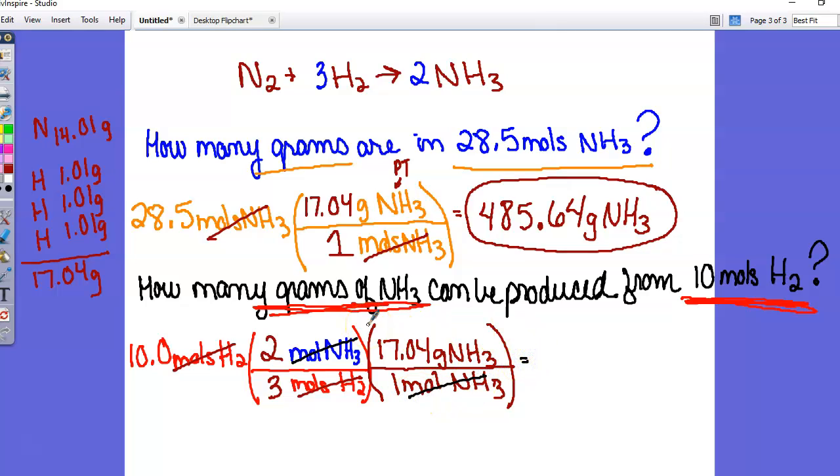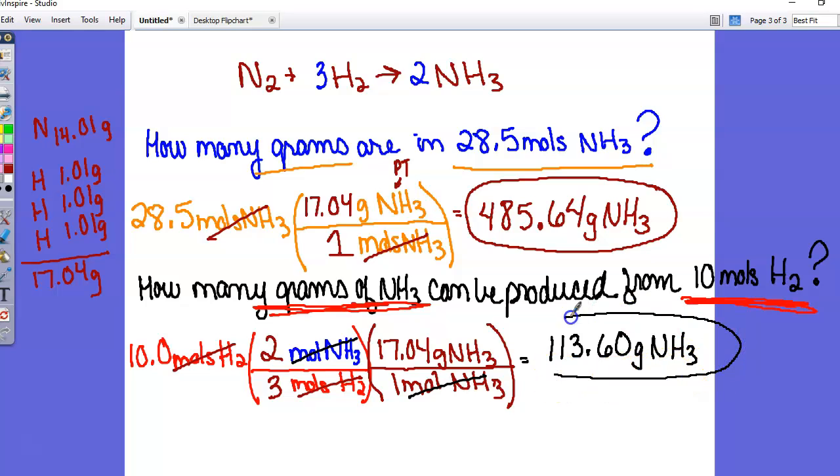Now you take your 10 times the number on top, 2, divided by the number on the bottom, 3, times the 17.04 divided by 1, and you get 113.60 grams of NH3. So this is coming Wednesday. This is where we're combining what we did with mole to mole and what we did previously with mole to mass. Okay?